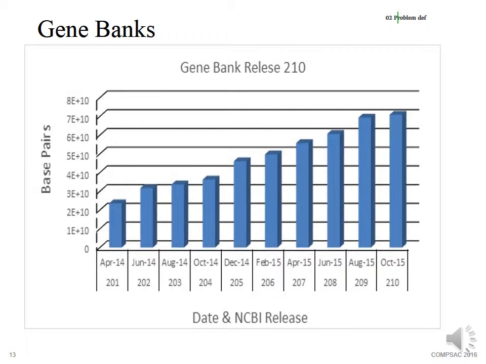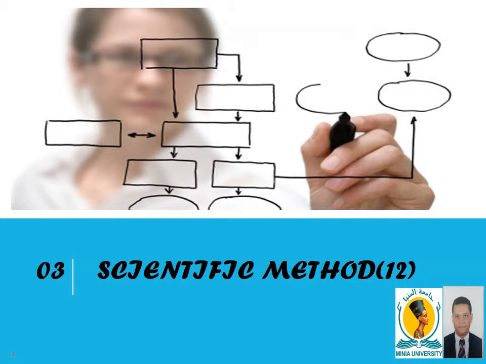Curve, according to the NCBI GenBank report release 210, shows that the data stored in the gene bank in October 2015 was about 7 multiplied by 10 to the power 10 base pairs, which means the data is tripled every 18 months. We will answer this question in the third part in 12 slides using 2 ways.